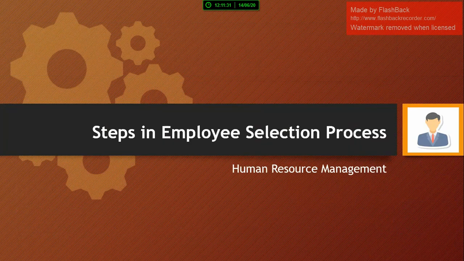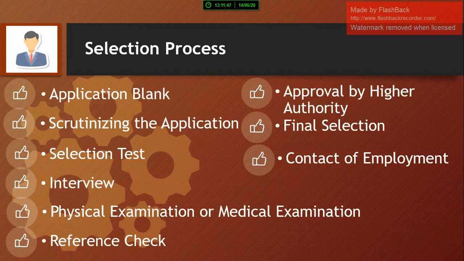And now, the steps in the employee selection process. The selection process may be adopted depending upon the nature of the job and the organization. The process may differ from organization to organization. Here in your book, they have given nine selection steps. One by one, we are going to see.